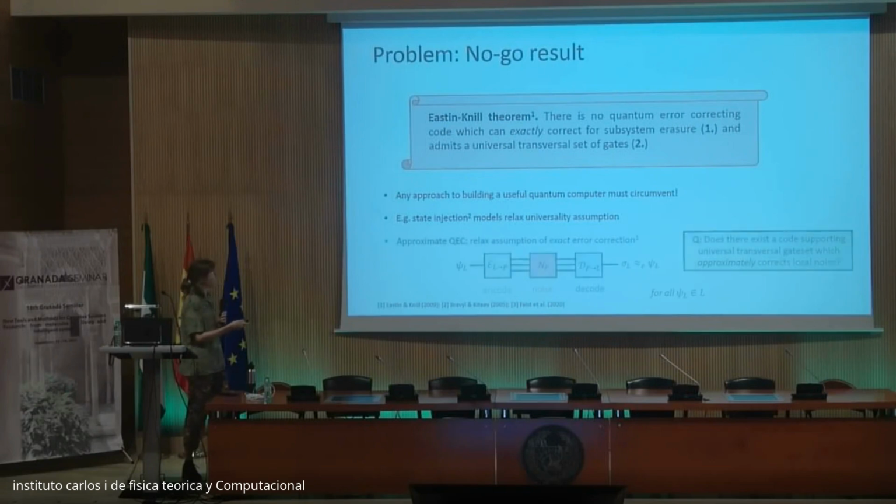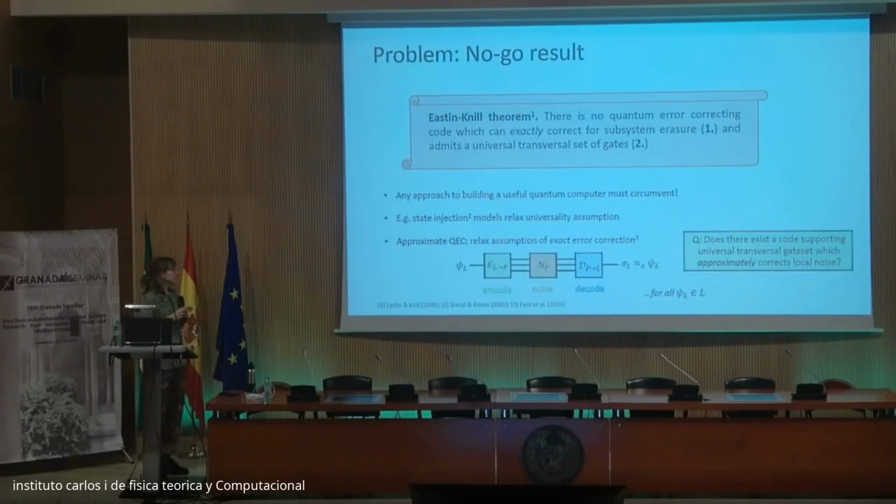But there are other options, and the option we consider today is relaxing the assumption of the ability to exactly correct for errors. So you might allow that at the end of your process, after decoding, there is some ideally very small probability of error, and this will allow you to have universal transversal gates. And so the question we ask is, does there exist a code that supports a universal transversal gate set which approximately corrects the logic?